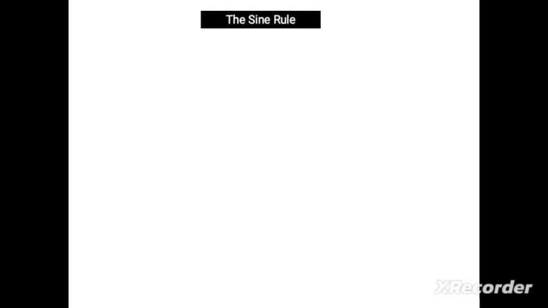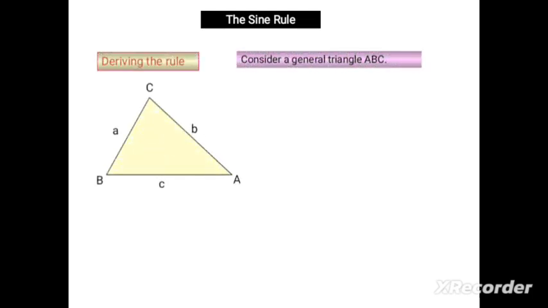Therefore, deriving the rule, we consider triangle ABC with their corresponding sides. Then we will draw the perpendicular height CP to meet AB at 90 degrees. We are just drawing.